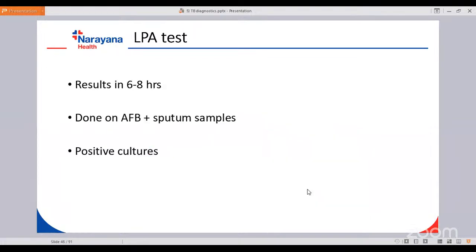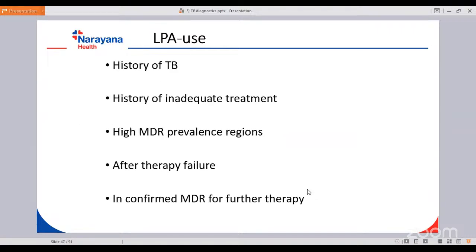See, basically a line probe assay is a very tedious test, and you require the technician to be busy for 8 hours in this test. It can be done on AFB positive samples. Any sample which is AFB positive, you can run a line probe assay, and you can also run a line probe assay on MGIT positive TB cultures. The results are available in 8 hours, but the labs generally give it to you in 2 to 3 days.